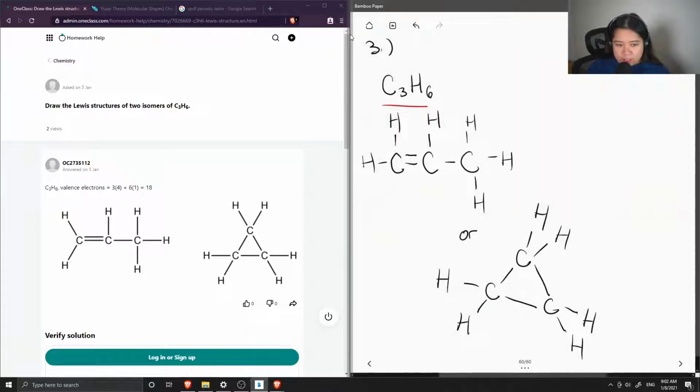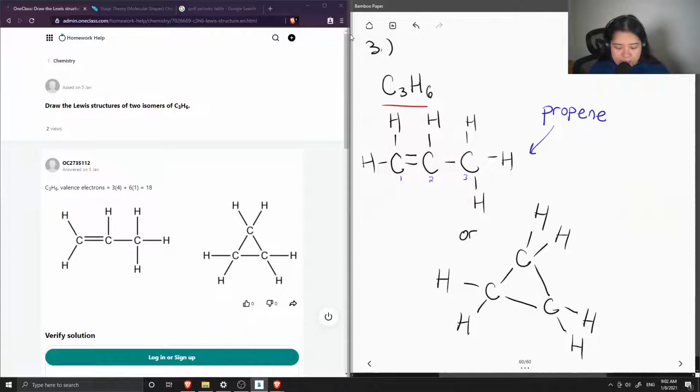So now let's try to name these. We have a 3 carbon chain. So we know that the parent is prop. And the fact that it has a single double bond means that it just ends in -ene. So this is propene.